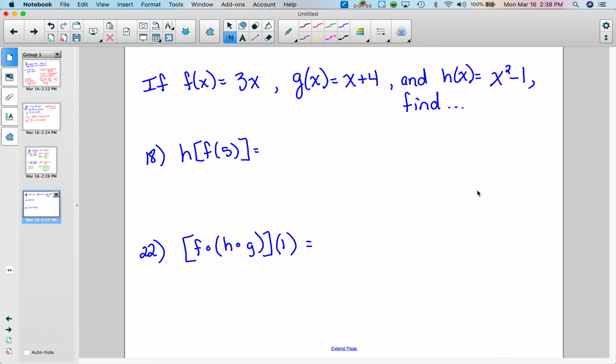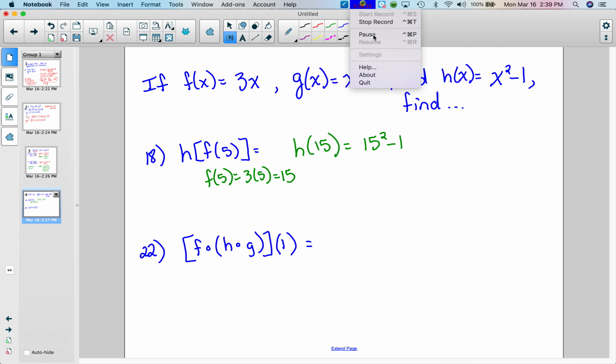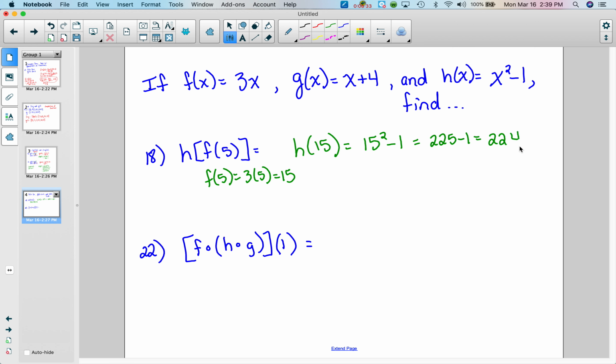Okay, and on this one, this time we have numbers that we're going to fill in. So to find h of f of 5, we're going to start with the inside function, which is f of 5. So to get f of 5, we're going to do 3 times 5, which is 15. So now we plug a 15 in here where the f of 5 is. So we have to evaluate h of 15, which is 15 squared minus 1. And if you check 15 squared on your calculator, you get 225 minus 1 is 224. So that would be that answer.